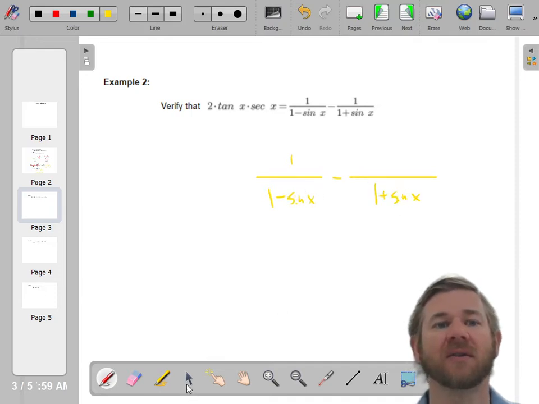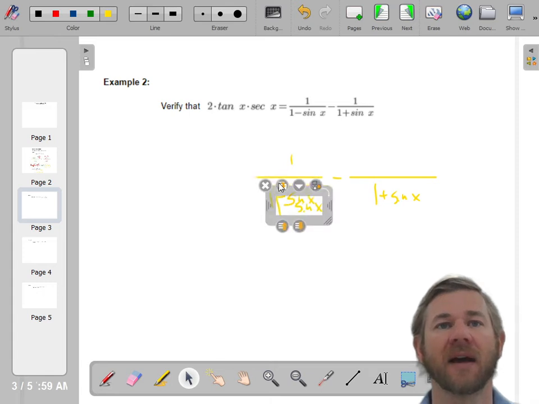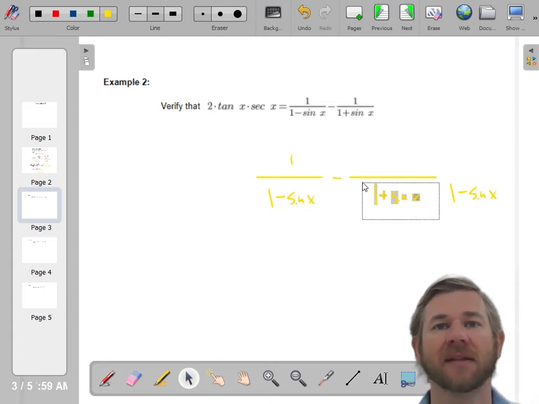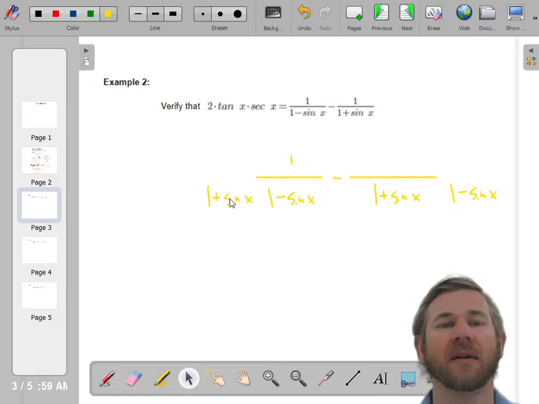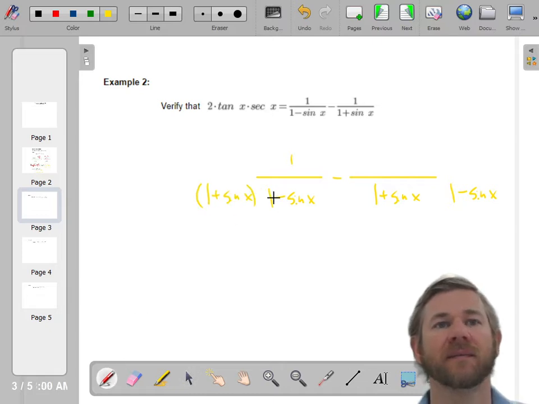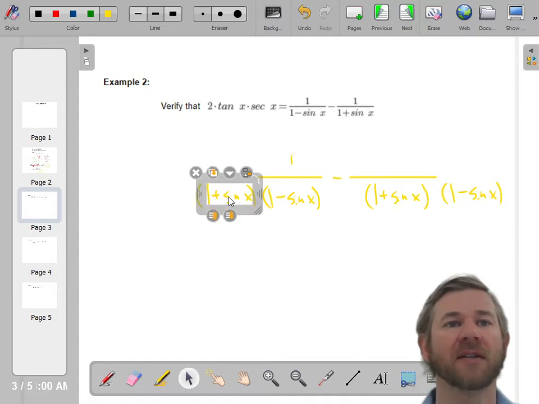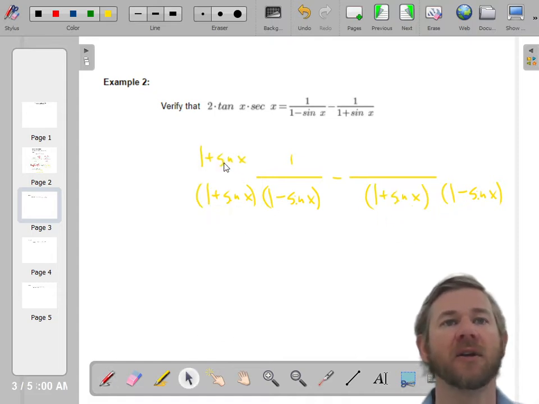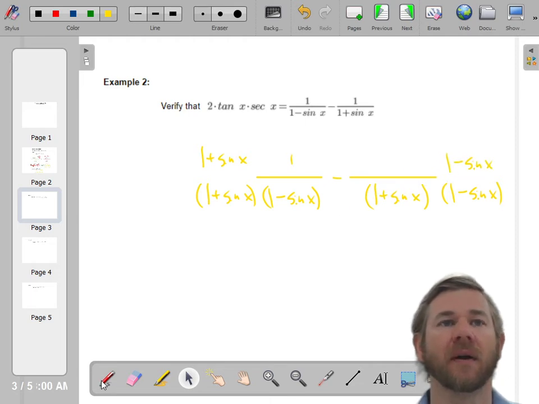Sine of x. So to do that, I'm going to take this guy, and I'm going to take this guy, and I'm going to multiply them times each other. So my new denominator will be their product, but again, if you do it in the bottom, you also have to do it in the top. So, alright.